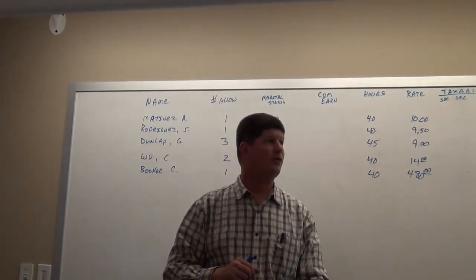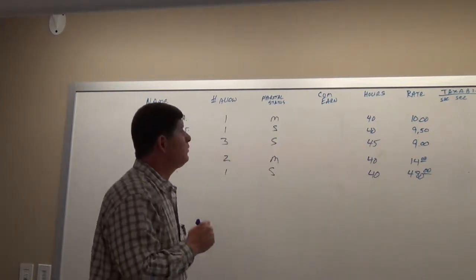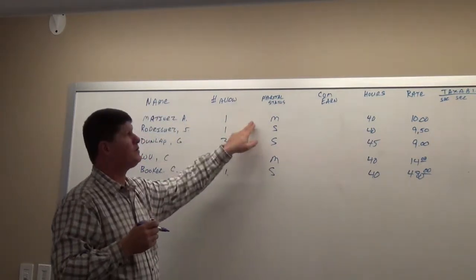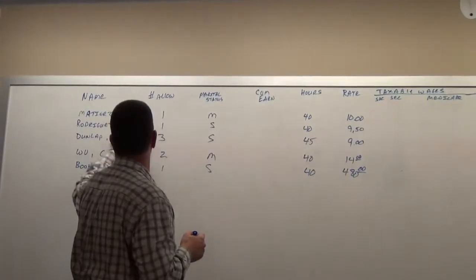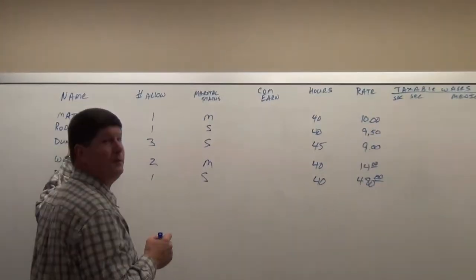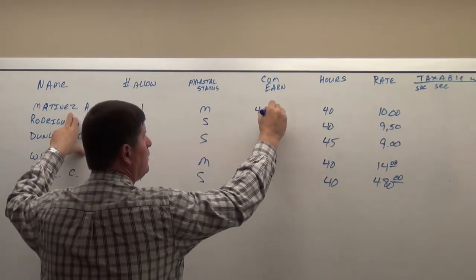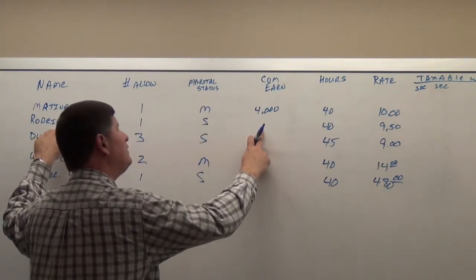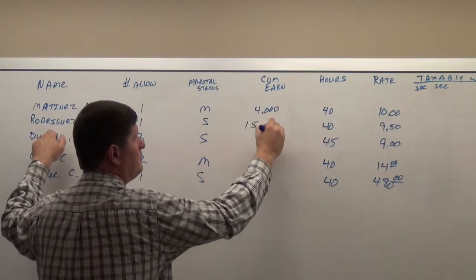Okay, the other thing we want to fill in, and we're going to get to make up some fun numbers here, okay? What is their earnings year to date? So, what? 4,000. Martinez, 4,000. Okay. Rodriguez? Let's pick some higher numbers. Let's go to like 15,000.